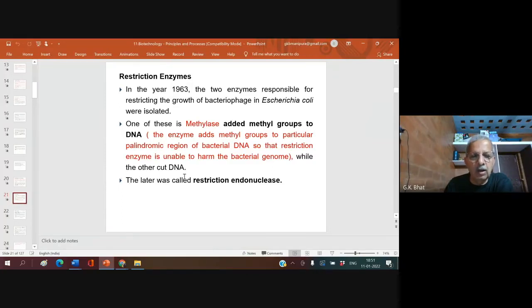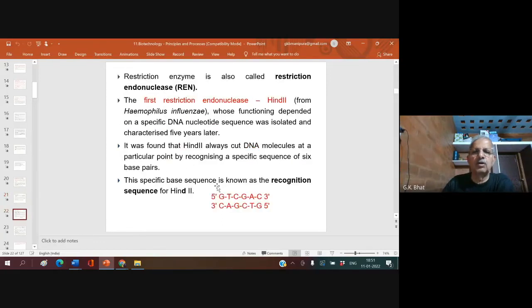The one which cuts DNA is called restriction endonuclease. So two enzymes got isolated. One is methylase, which takes care of the bacterial genome, and another one is restriction endonuclease. Now let us see restriction endonuclease. A restriction enzyme is also called restriction endonuclease or REN. It is also called simply a restriction enzyme.